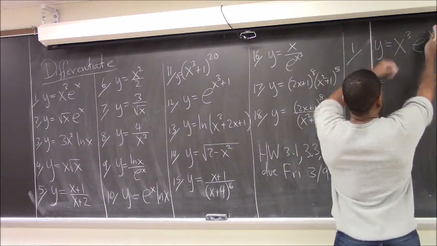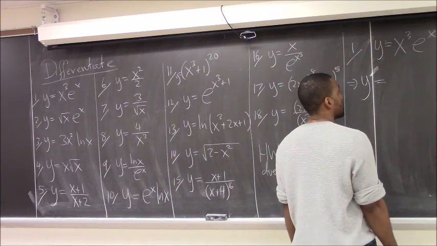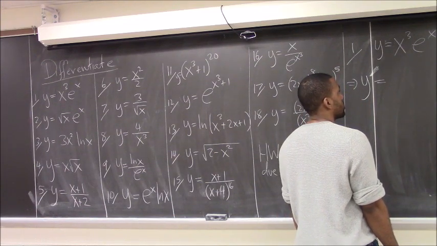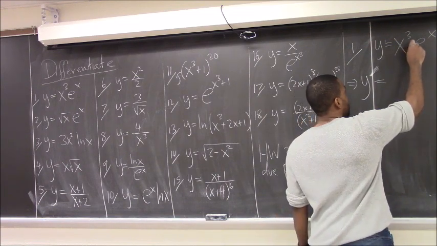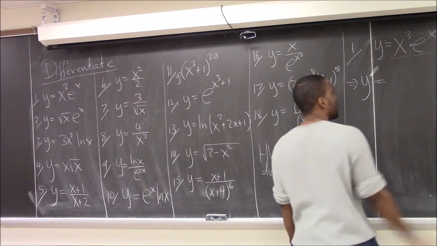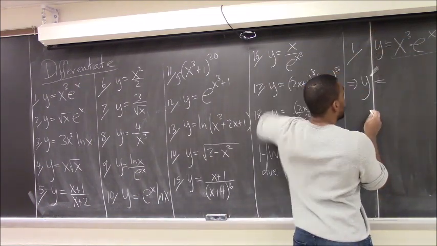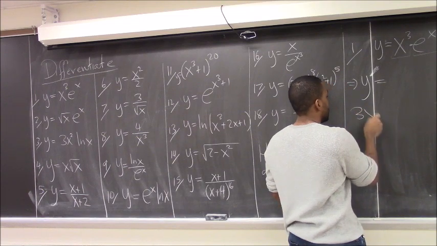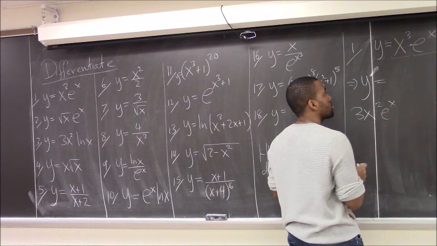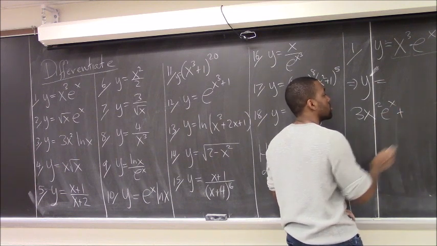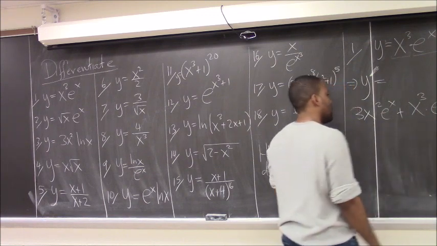Okay, x cubed e to the x, how do we differentiate? What rule are you using? So you use the product rule. Notice that these are two functions being multiplied by each other, so we have to apply the product rule. So you differentiate the first one, you get 3x squared e to the x plus x cubed e to the x. So that's the derivative.